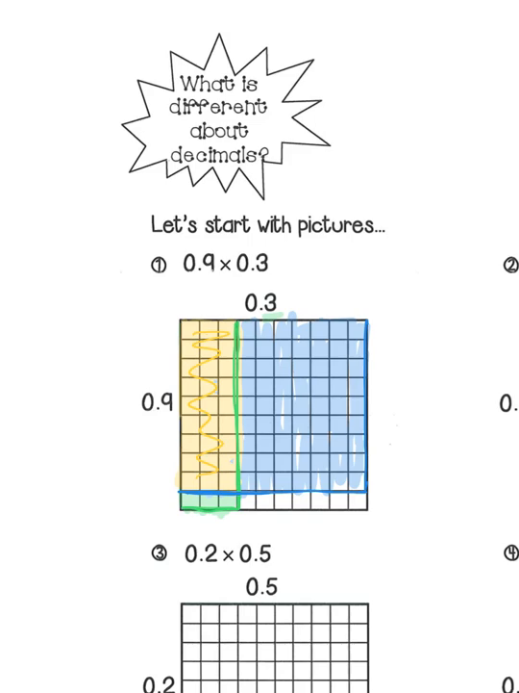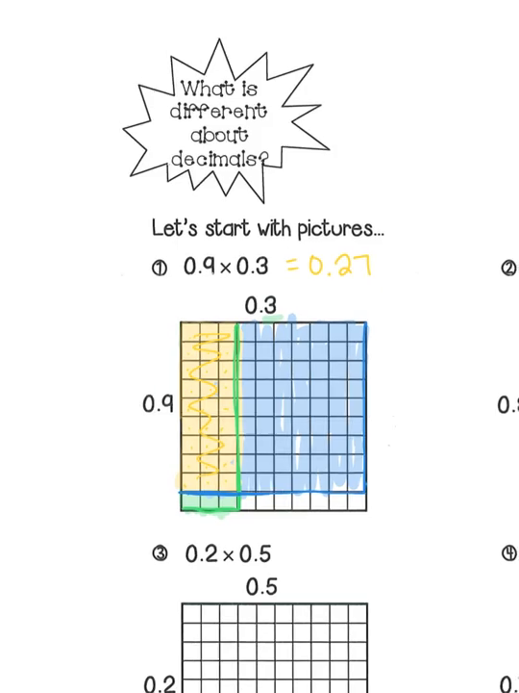So I have 1, 2, 3, 4, 5, 6, 7, 8, 9, 10, 11, 12, 13, 14, 15, 16, 17, 18, 19, 20, 21, 22, 23, 24, 25, 26, 27. There are 27 little boxes. Now remember, that's not 27 tenths. The tenth is a whole row, right? This is 27 little boxes, which tells me it's 27 hundredths. So my answer is 27 hundredths. If I counted, I could make 2 groups of 10 here and then have 7 left over. So it's 2/10, 7 hundredths.